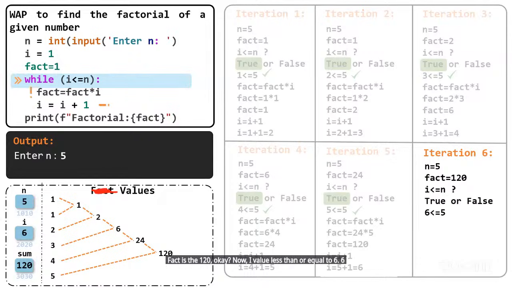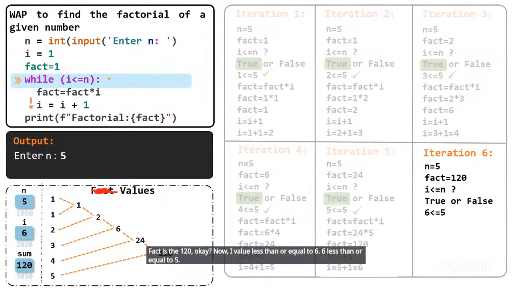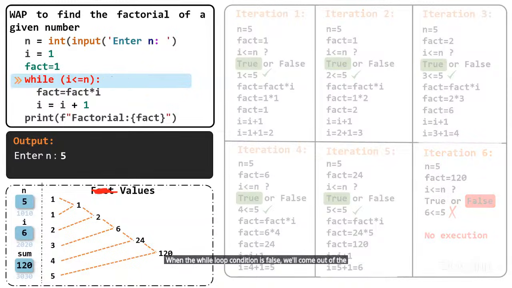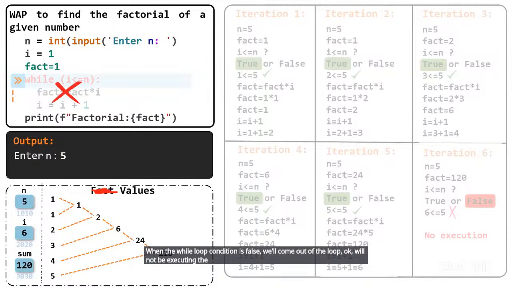Now, I value 6 less than or equal to 5. No, not true. False. So, the while loop condition is false. When the while loop condition is false, we'll come out of the loop. We'll not be executing the loop anymore. So, we'll come out of it.